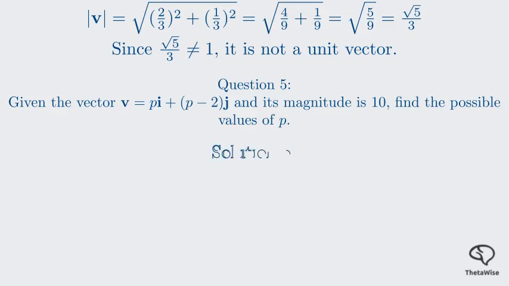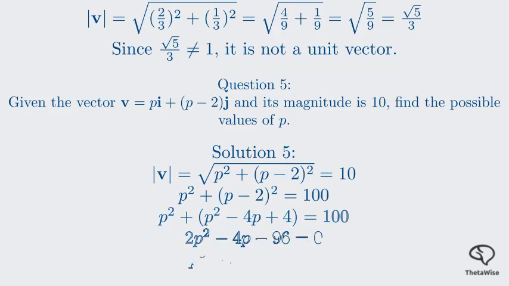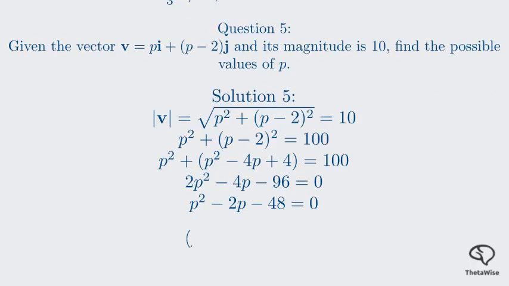Here is the solution. We set the magnitude equal to 10. This gives us the square root of p squared plus the quantity p minus 2 squared equals 10. Squaring both sides, we get p squared plus p squared minus 4p plus 4 equals 100. Combining like terms, we arrive at the quadratic equation 2p squared minus 4p minus 96 equals 0. Dividing by 2 simplifies it to p squared minus 2p minus 48 equals 0. This factors to p minus 8 times p plus 6 equals 0. Therefore, the two possible values for p are 8 and -6.